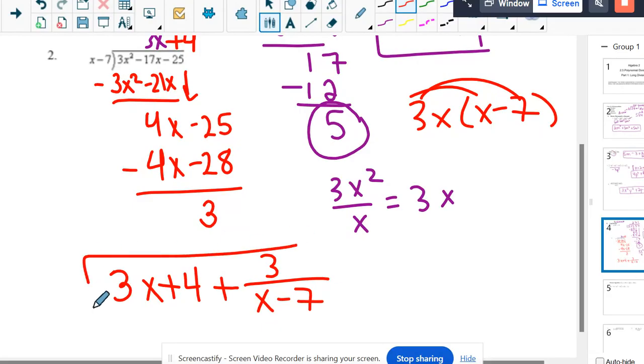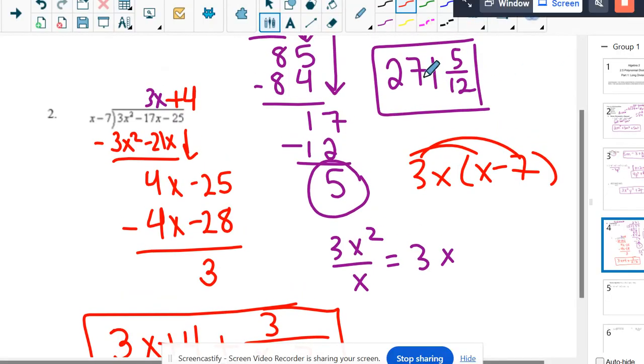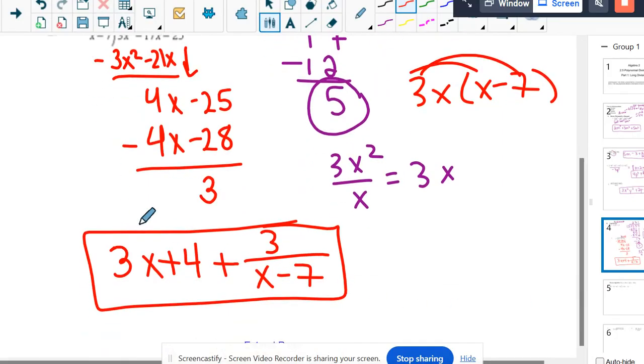Just like up here, how we wrote 271 and 5/12, we write our answer, and it means plus 3 over x minus 7. That's the answer.